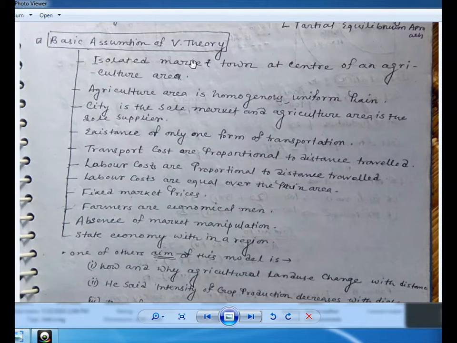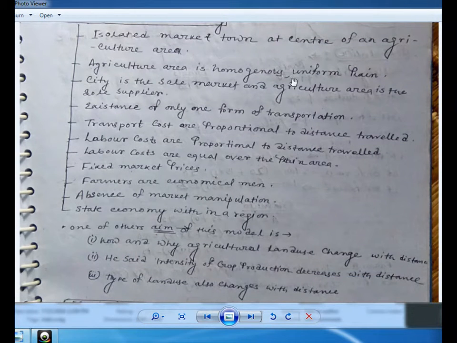The basic approach of Von Thünen's theory: an isolated market town at the center of an agricultural area. So what are the assumptions? The agricultural area is homogeneous, uniform, plain. The city is the sole market and the agricultural area is the sole supplier.